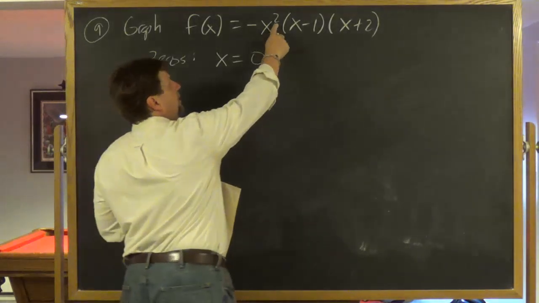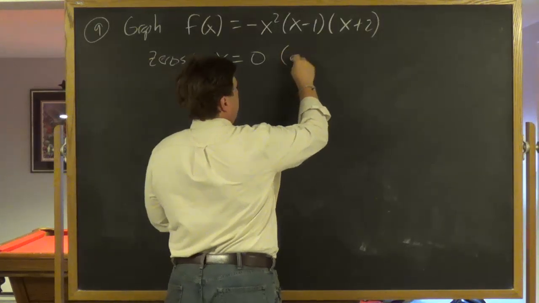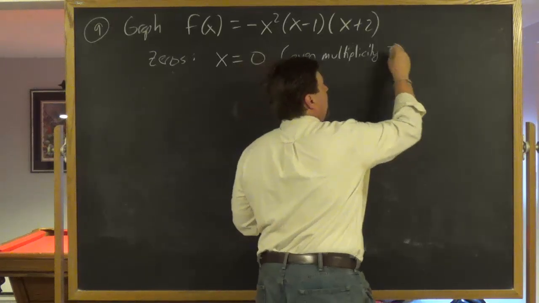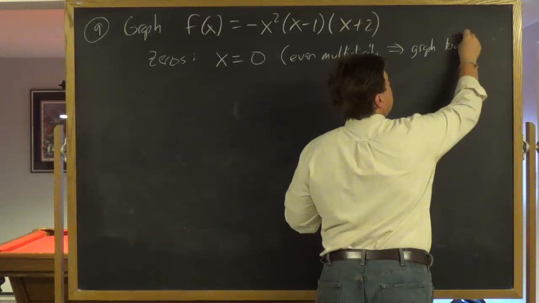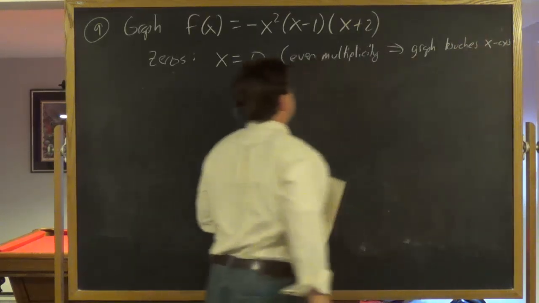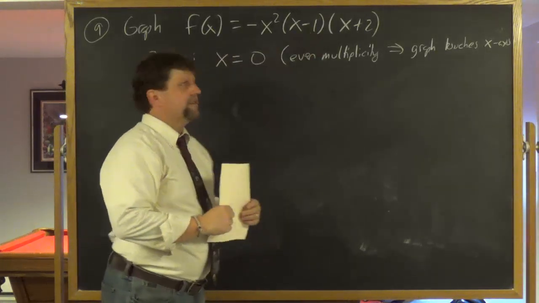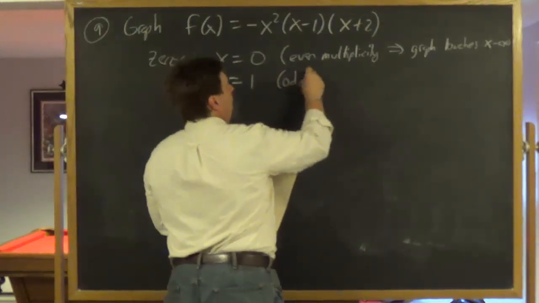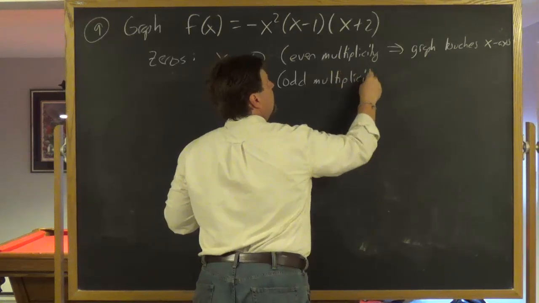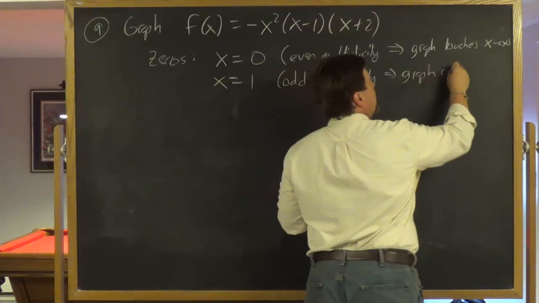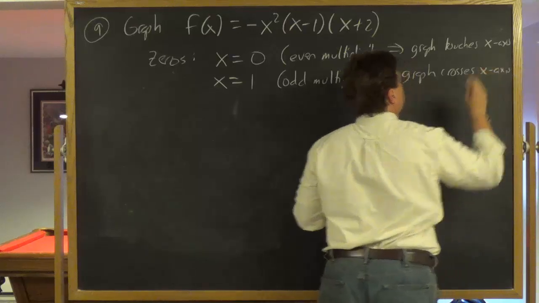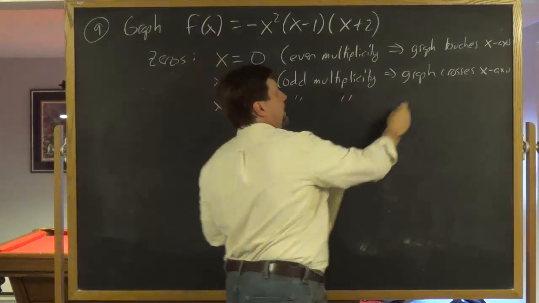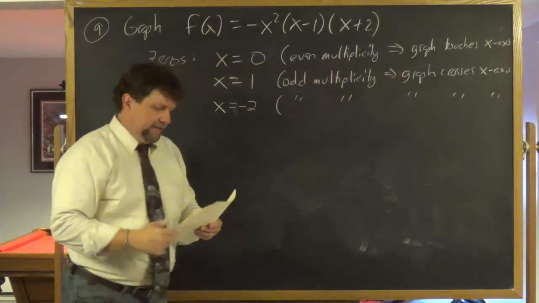And I'm going to make a note, even multiplicity. So let me write that down. Even multiplicity. And we know that implies that the graph will just touch the x-axis. Okay, this factor gives us a 0 of 1. And it only occurs once, so that's an odd multiplicity. And we know that an odd multiplicity tells us that the graph crosses the x-axis. And the last factor gives us a 0 of negative 2, and it occurs once, so it also has an odd multiplicity. So that means the graph will cross the x-axis.